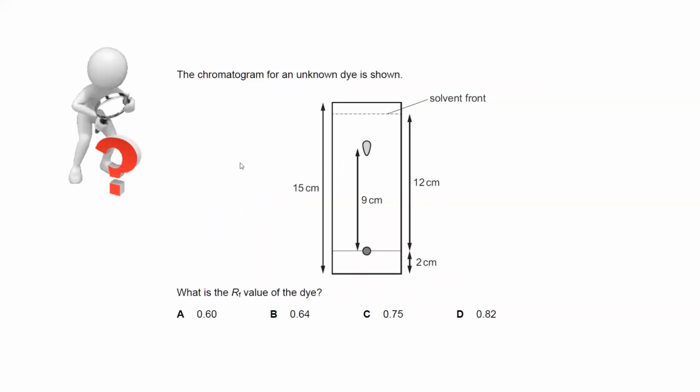The chromatogram for an unknown dye is shown. What is the RF value of the dye? The distance moved by the spot divided by the distance moved by the solvent from origin. Both distances are taken from origin. So what is the right answer for this?